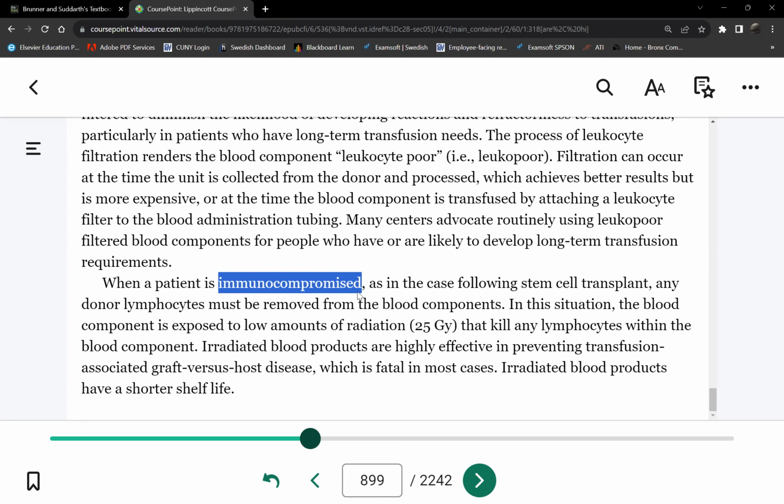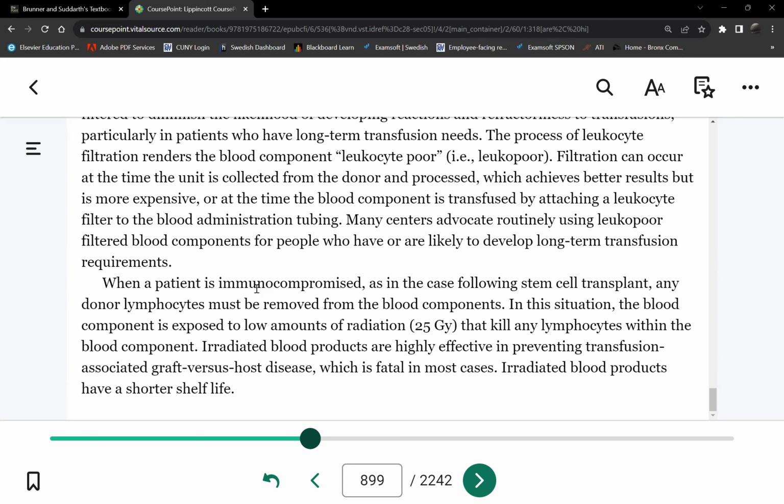Since my immune system is suppressed, can I attack the graft, or is the graft going to attack me? It'll attack you. Okay, all right. So this paragraph is talking about that particular scenario.